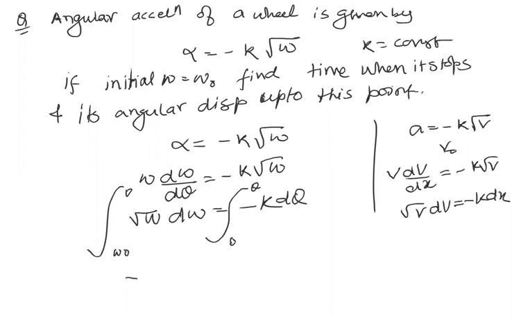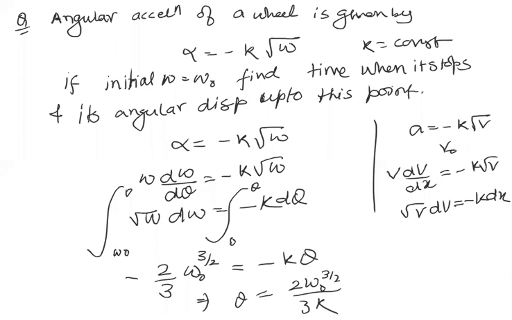Here you will get 1 by 2 plus 1, 3 by 2, so 2 by 3 omega naught raised to the power 3 by 2 is equal to minus k theta. So theta must be equal to 2 omega naught to the power 3 by 2 divided by 3k. This will be the angular displacement. Right? And finding the time is also equally easy.